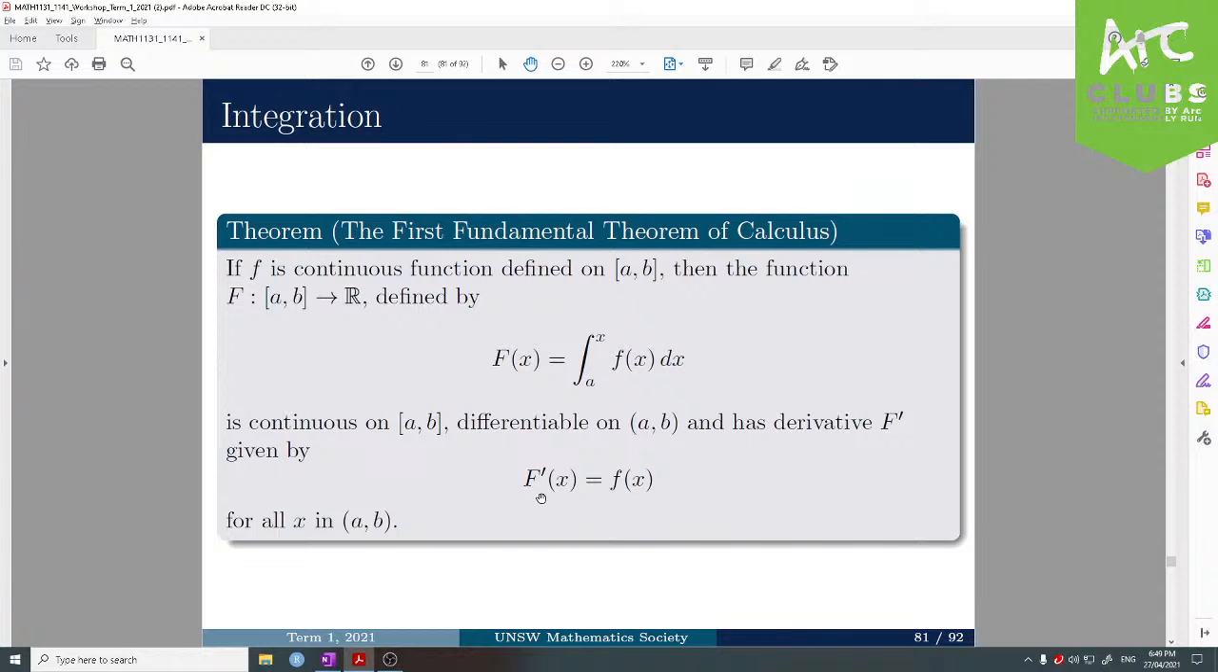So like I said, you can think of it simply as the capital F being the integral of f(x), and so when you differentiate capital F, you simply get the original f(x) back. That's essentially what the first fundamental theorem of calculus is.